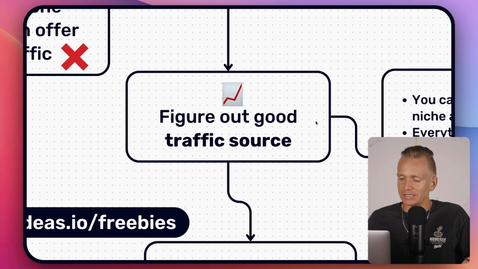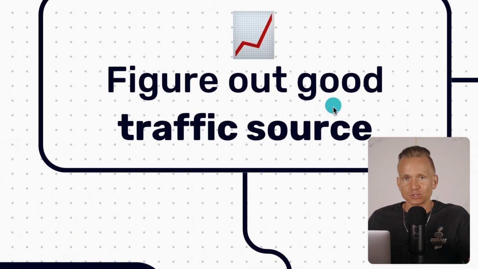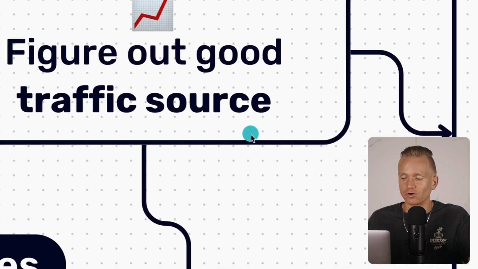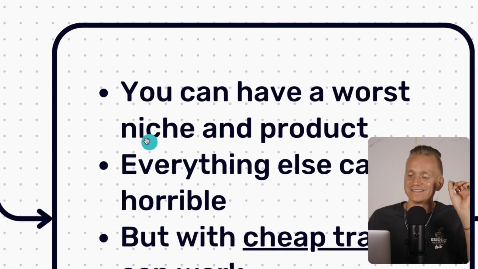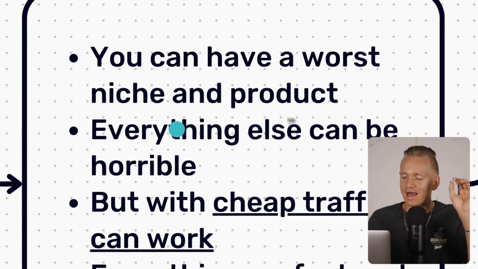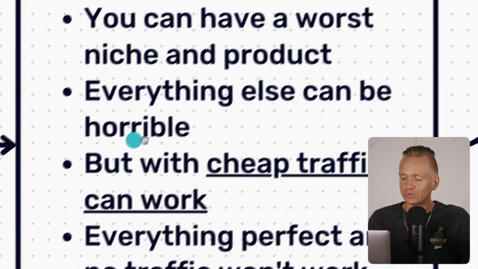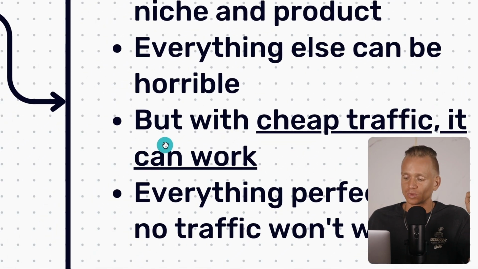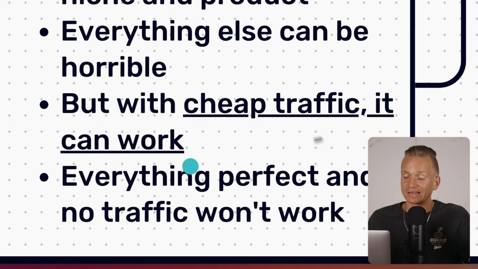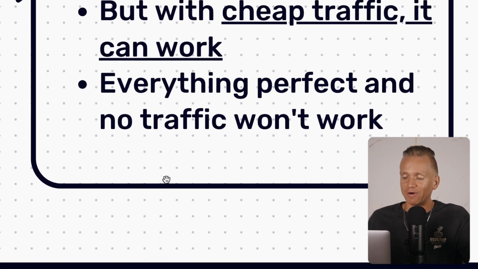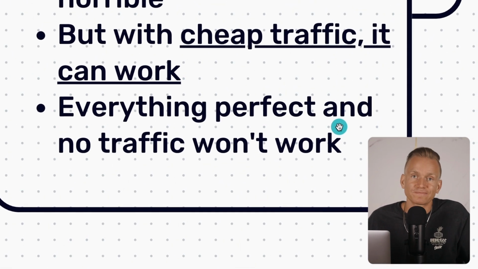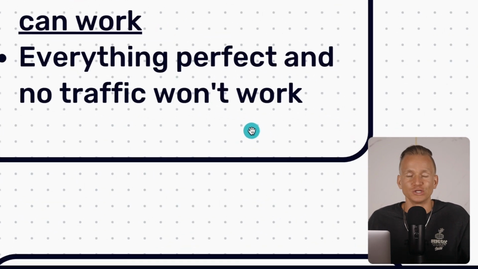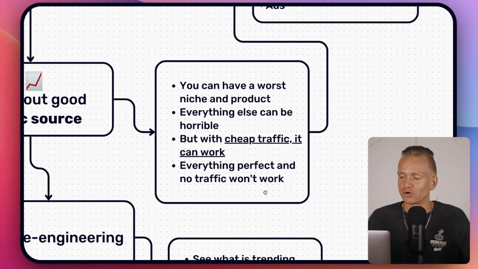So what you want to do instead is first of all figure out what is a good traffic source. You can have the worst niche and the worst product. Everything else can be absolutely horrible, but if you have a really cheap traffic method, it can actually still work. However, it doesn't really work the other way around. If you have everything perfect, but you have no traffic, it's not going to work, no matter how good your niche is, how good your product is.